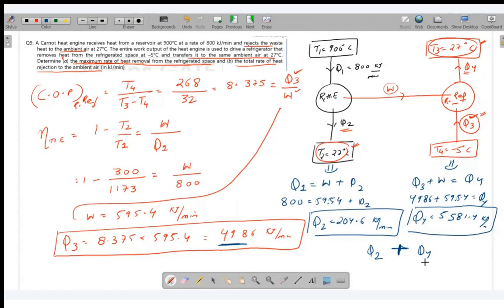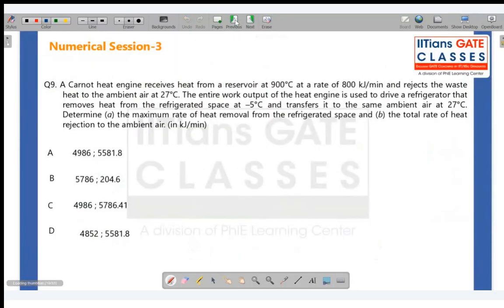Clear? Yes. Is it clear? So this is your correct answer. 5786. Okay, clear?